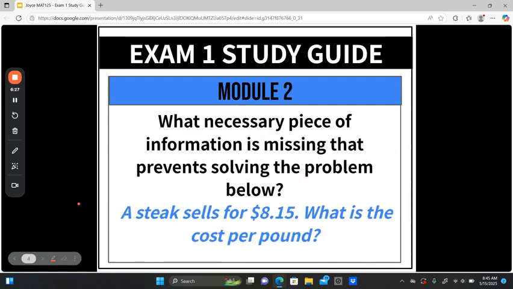Okay. What necessary piece of information is missing that prevents solving the problem below? A steak sells for $8.15. What is the cost per pound? Okay, so we've got two variables here. We've got cost and pounds. And they already gave us the cost. So what else do we need to know? Exactly. The number of pounds.